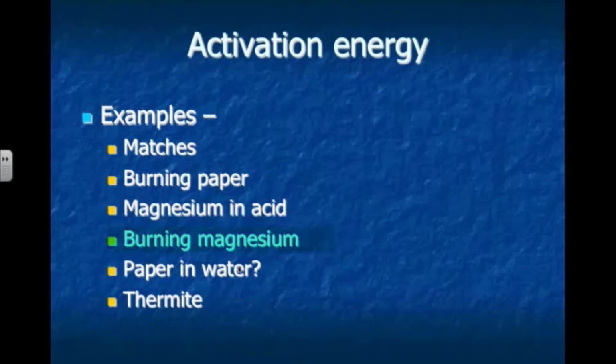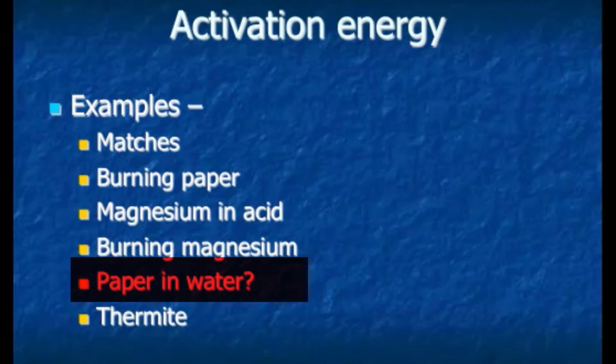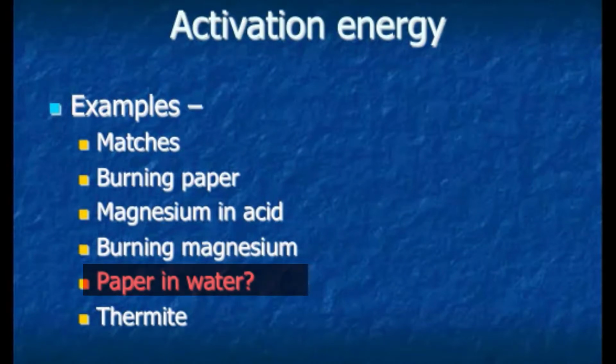Burning magnesium, though, you need a lot of activation energy. Y'all actually burned a strip of magnesium. You weren't supposed to look at it. It was very bright, right? Well, you can't just light it with a candle. You can't just light it by setting it out in the sunlight. So that requires a lot of activation energy. And then paper and water, of course, wet paper won't burn. You can't burn paper that's wet or in water. So it's going to have a super, super high activation energy. The activation energy is so high, it just won't ever happen.